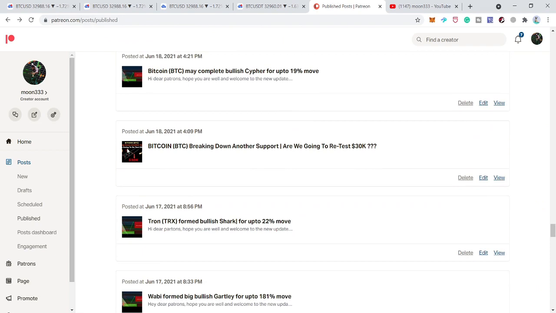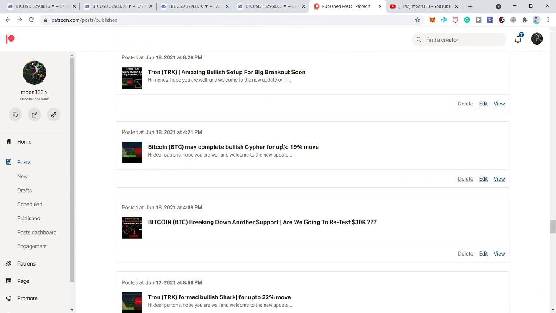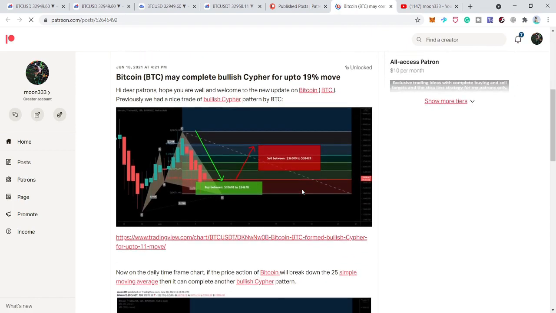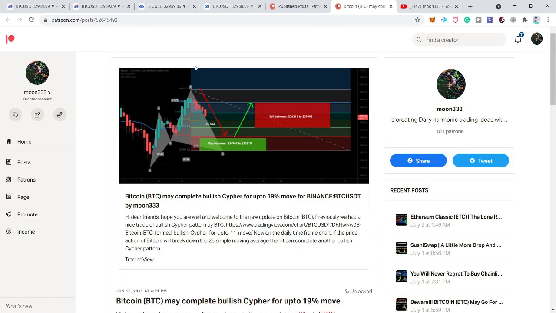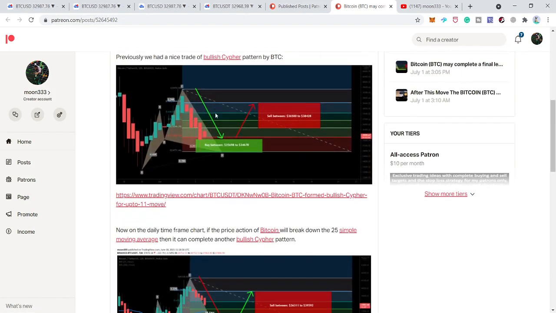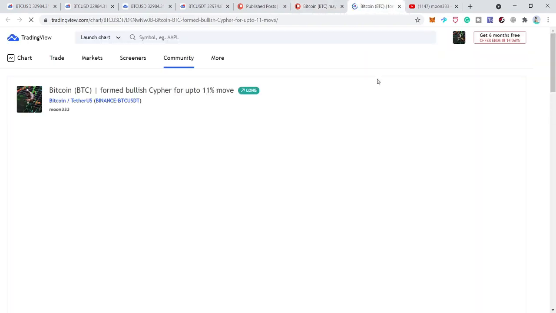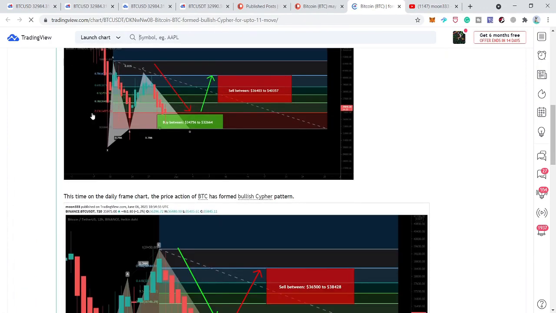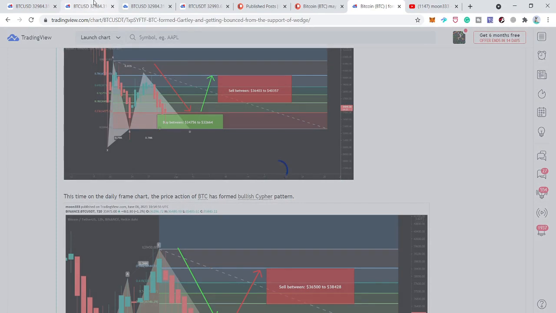This was the idea that I shared on 18th of June at the Patreon, the expected bullish cipher move by Bitcoin. Before this was the recently expected cipher move, and before this the price action formed this cipher. Let me take you to the previous chart, the older one, and then we will move to the recent one. Before this cipher pattern, the price action also completed this bullish Gartley move that we have witnessed here.